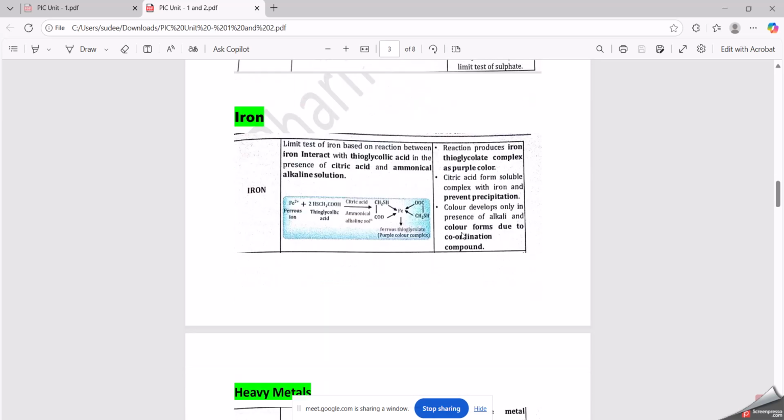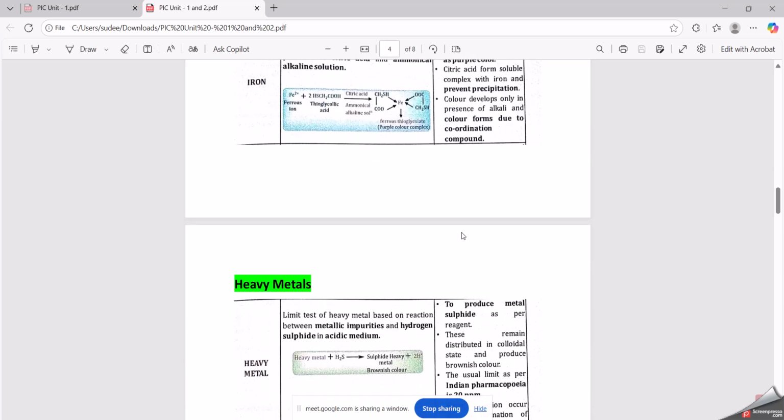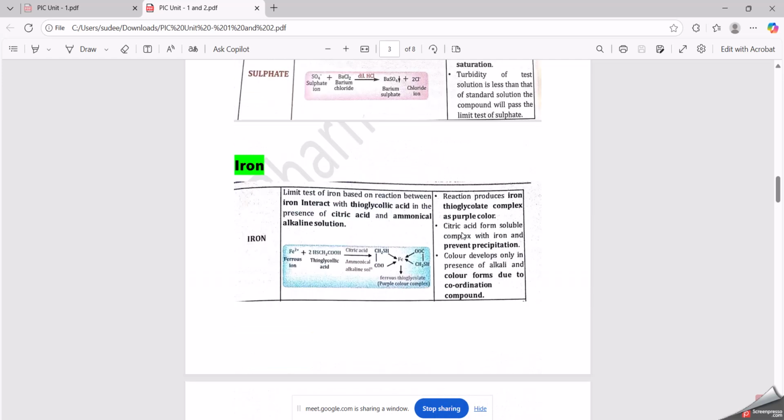Mostly before last year they asked about lead and iron, I think. Mostly we have seen the question paper. I don't know whether you have seen it or not.